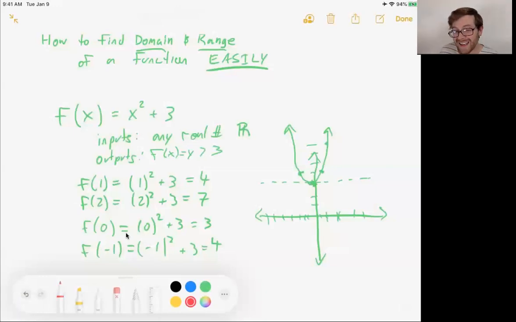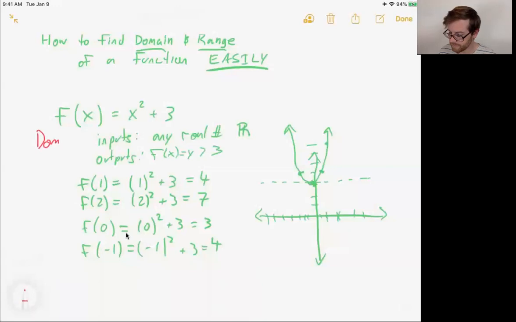The domain is just the inputs. The domain is the set, the collection, all of the inputs that make any sense to put into a function. And like we had talked about for this function, you can pretty much put whatever you want into it. Any real number that you want to put in, you can square it, you can plus 3, there's no problem.